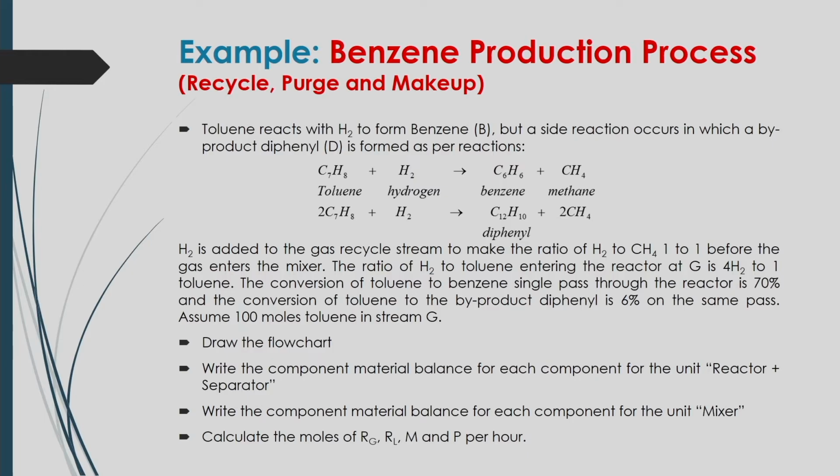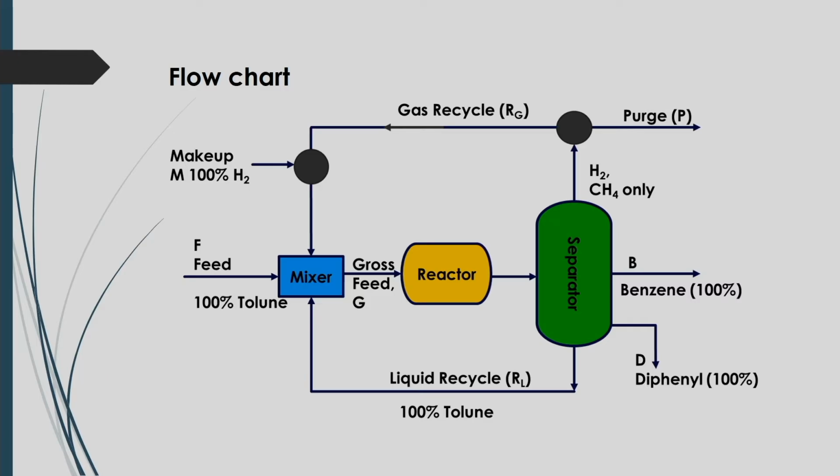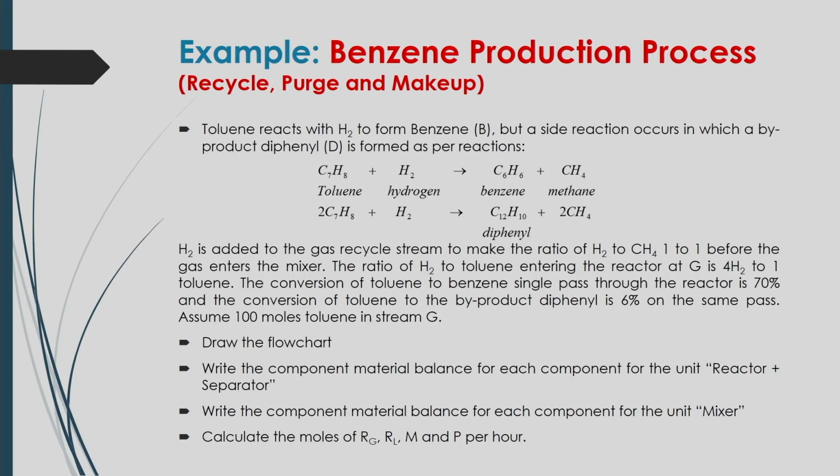So, let us take this problem of a chemical engineering process which involves chemical reactions, like producing benzene from toluene. How will this process be executed with different process units? Several process units will be utilized here: a mixer, reactor, separator, and even a divider, and the mixer will be used after the makeup.